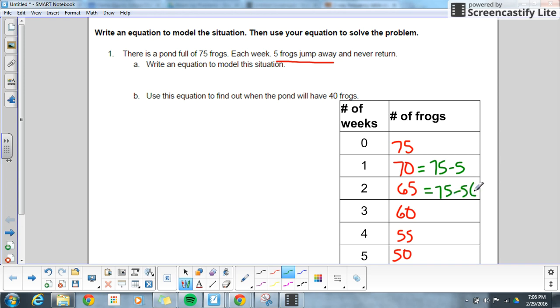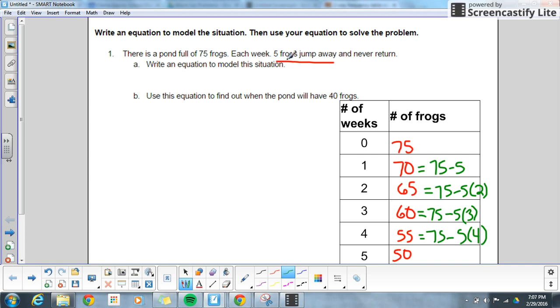Now, the reason why I'm going to write it like that is because we know that we subtracted 5 2 different times. All right, so now 60 is going to be 75 minus, well, we subtracted 5 3 times. And remember, multiplication is just repeated addition. So you can see if we continue down this pattern, we're beginning to see a structure that it's always going to be 75 minus 5 times the number of weeks.